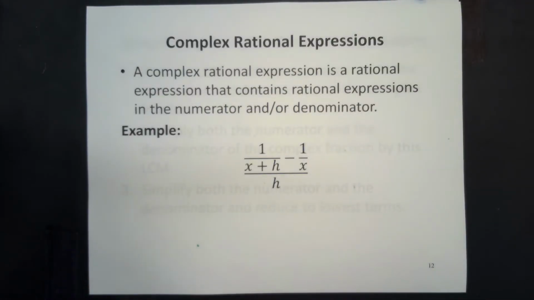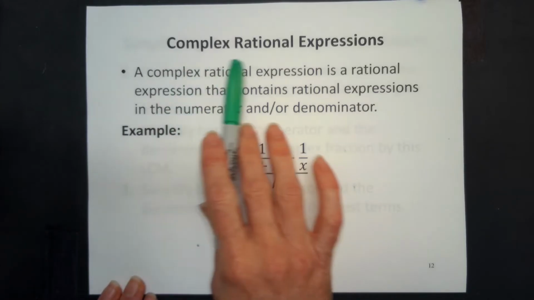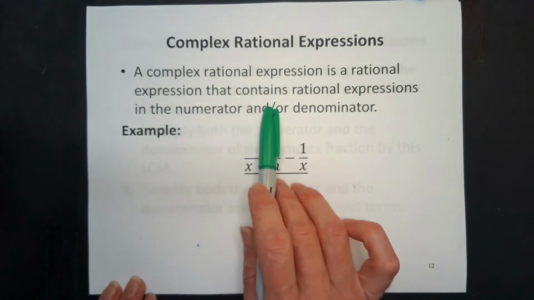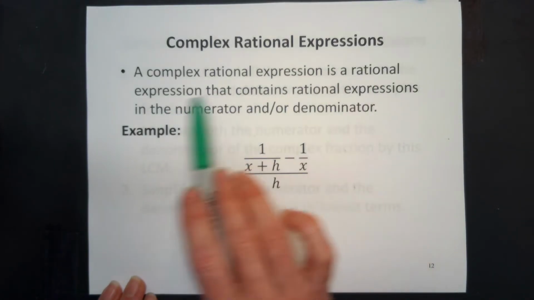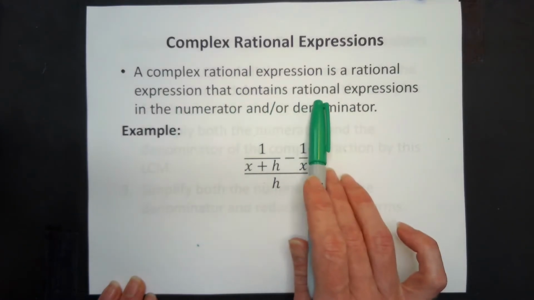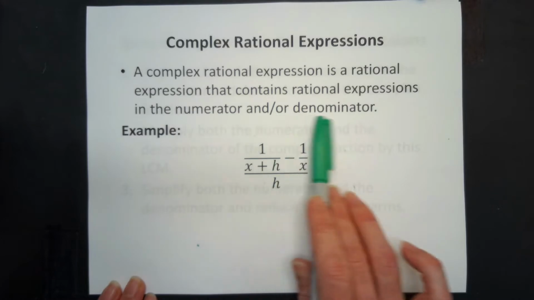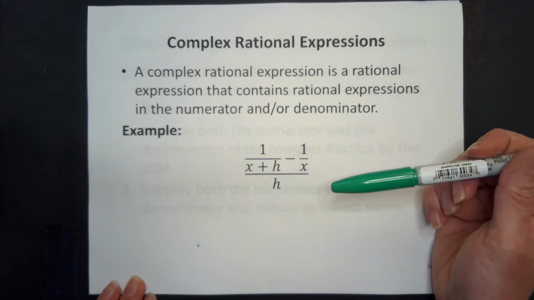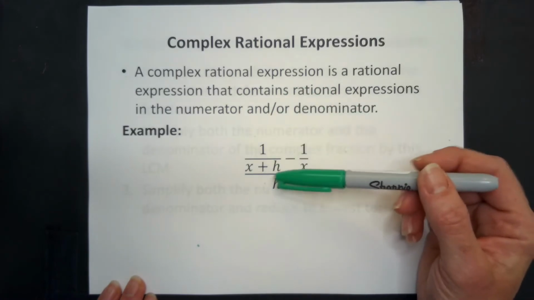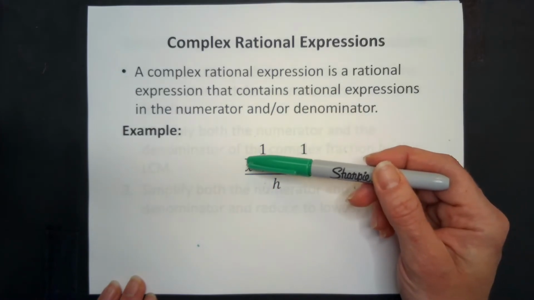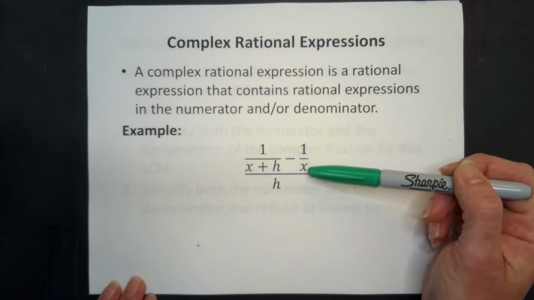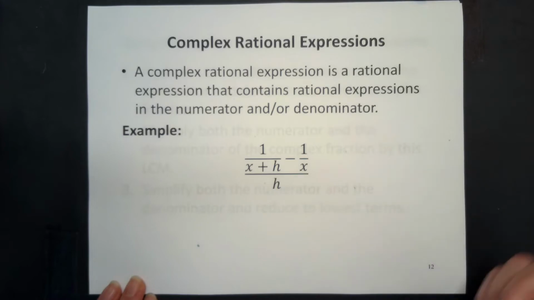Complex rational expressions. A complex rational expression is a rational expression that contains rational expressions in the numerator and/or the denominator. In other words, basically your fractions have fractions. So this is something that may come up later on, an expression like this, where we have 1 over x plus h minus 1 over x, and that's all in the numerator, all over h.